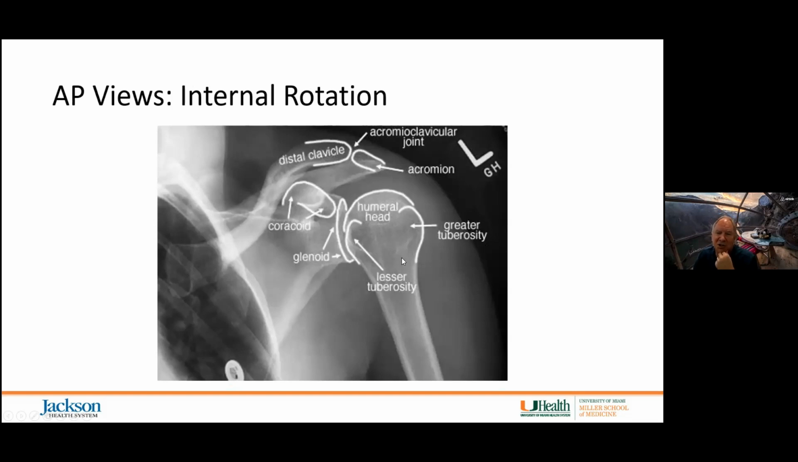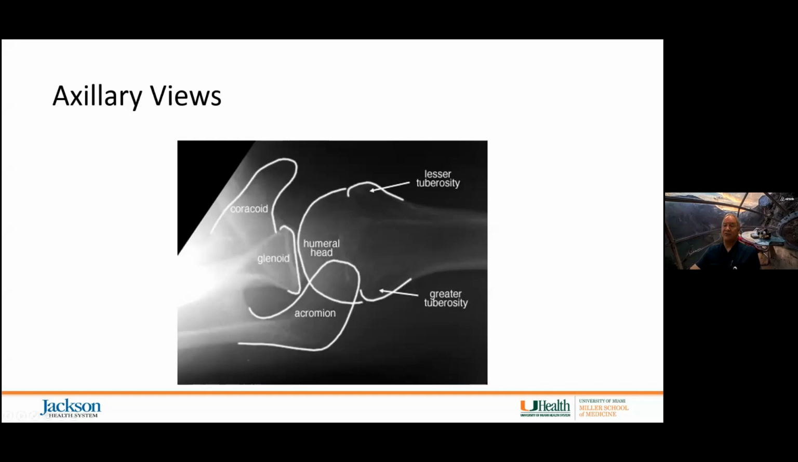Internal rotation is going to shift things so that the lesser tuberosity now is going to be coming more medially. You're going to see the greater tuberosity back out to the lateral side. Again, preservation of the glenohumeral joint, and you want to see some space between the acromion process and the humeral head. The other view to consider is the axillary view. So as you're looking at the humeral head and its relationship with the glenoid fossa, coracoid, and the acromion processes, just to kind of keep your bearings.